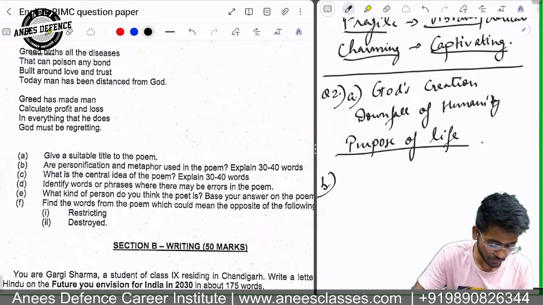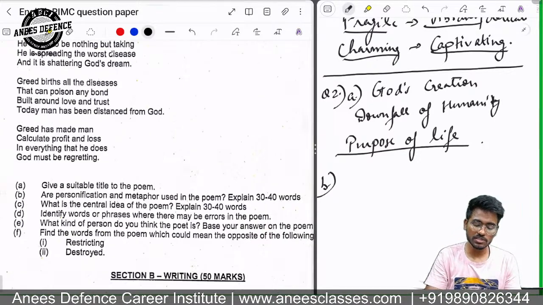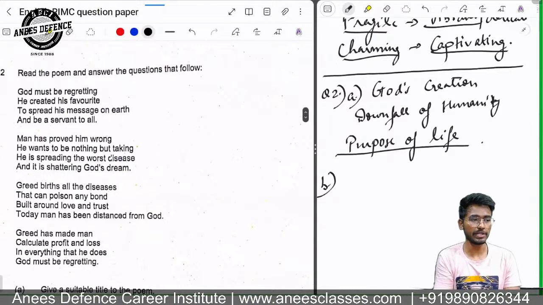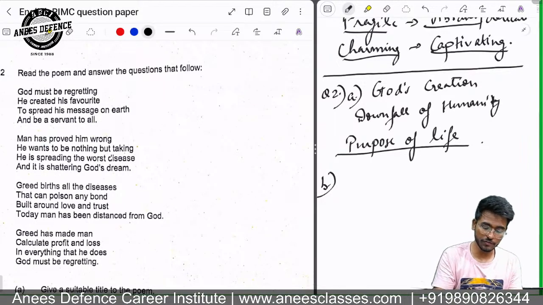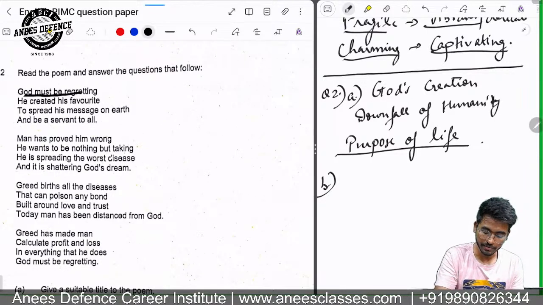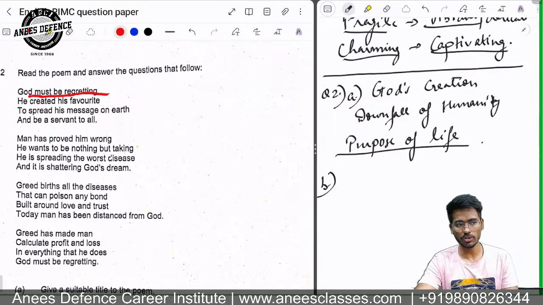Okay, so if you see in this entire passage, you can see that personification is nothing but personifying one entity as a person. Now we haven't seen God, nobody has seen God. But here God must be regretting. The very first line, if you see, it has been written, God must be regretting. So here God has been used to personify as a human. There is a difference between God and human, right?